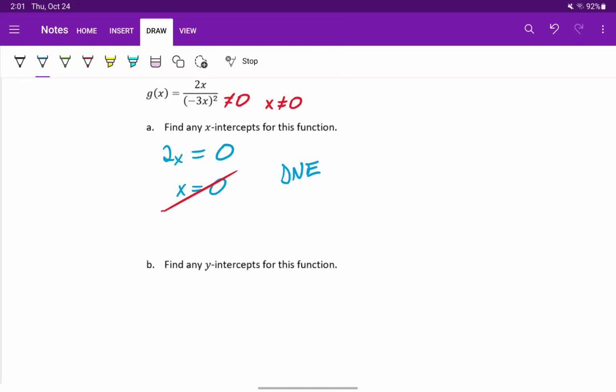Then to find any y-intercepts for this function, based off what we saw in example 5, we might already recognize that this is going to be another case where the answer does not exist. Keep in mind that a y-intercept is always of the form (0, y), so the x-coordinate has to be 0. If x = 0 is a restricted value, meaning it's outside the domain, then there's no way to have a y-intercept.